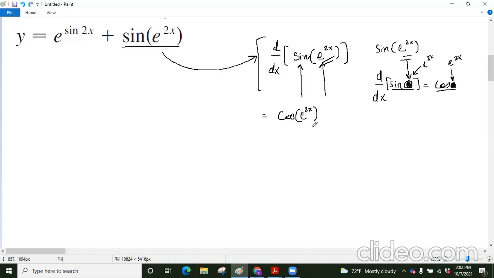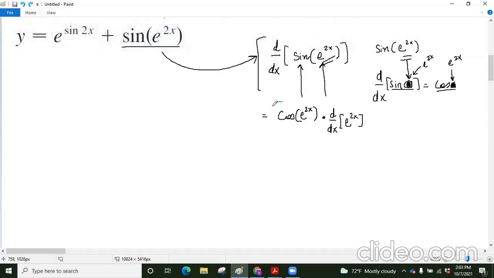So we changed that inside to being e to the 2x. But again, there comes a problem: the inside is not x. It's something more complicated. It's an inner function. So what we do is we multiply by the derivative d over dx of e to the 2x, of that inside part, correct? So this stays in our answer. This is in our answer.